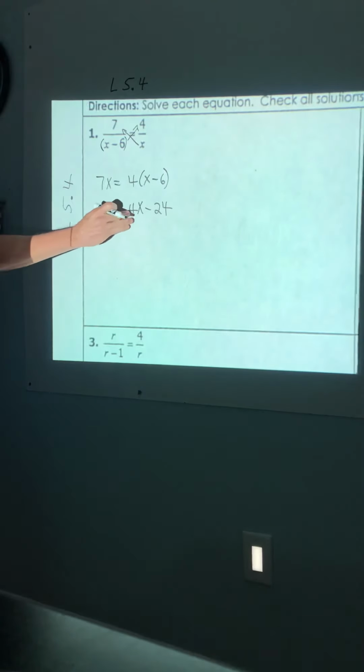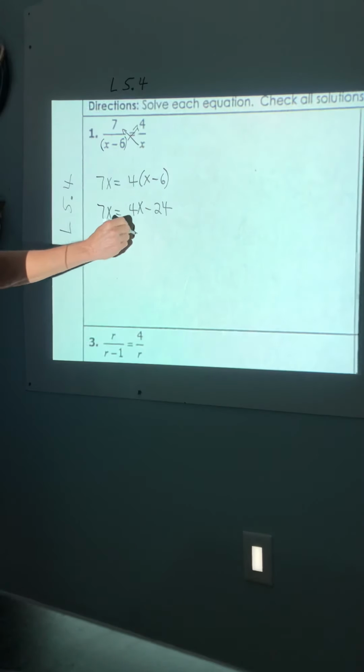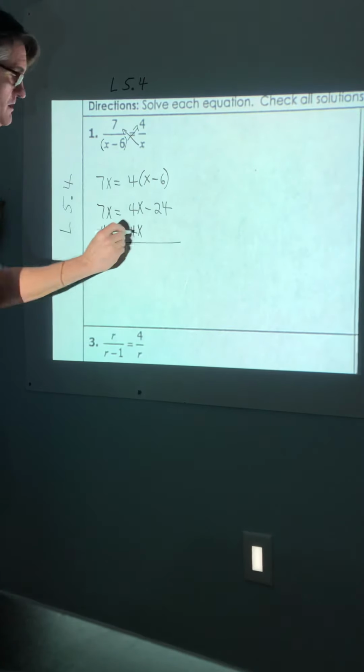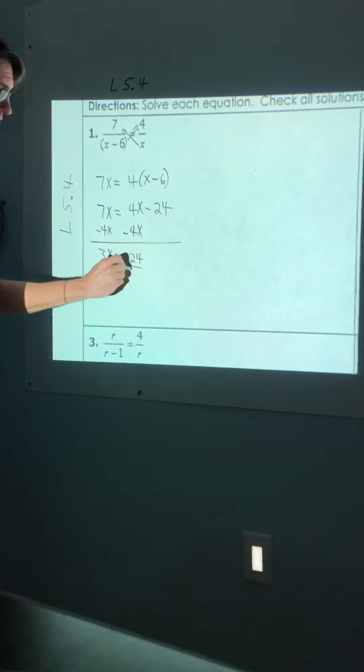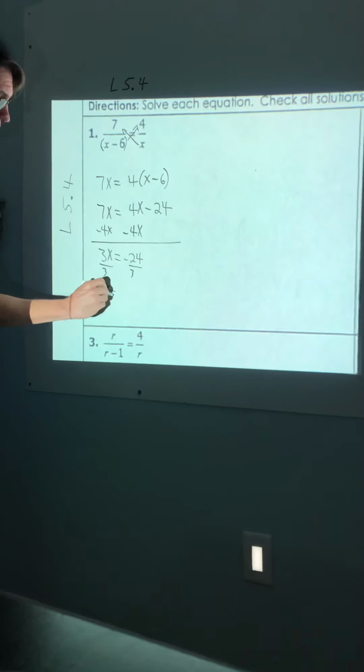If you have x's on opposite sides, that's when you change the sign of one of them. So I'm going to change the 4x to negative 4x. Now you have 3x equals negative 24. Divide by 3, divide by 3, and you get x equals negative 8.